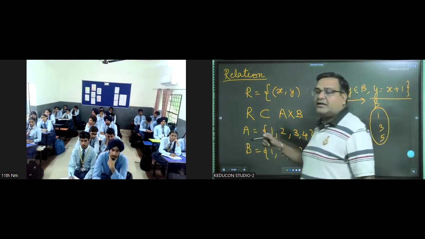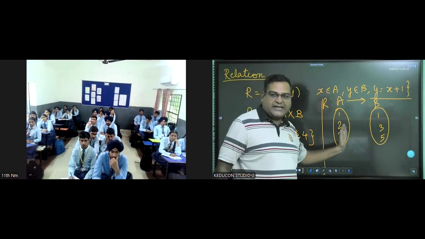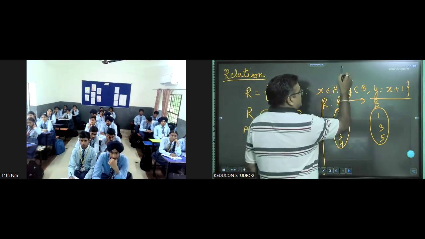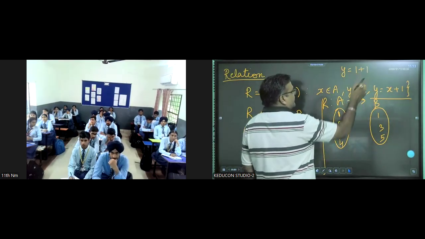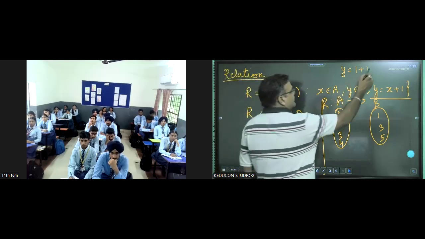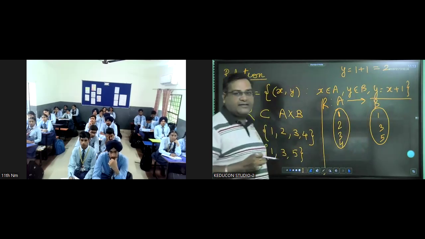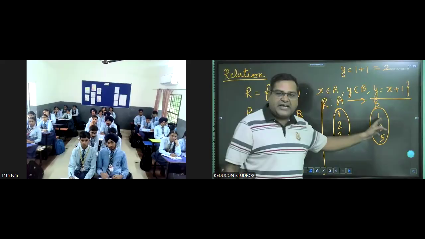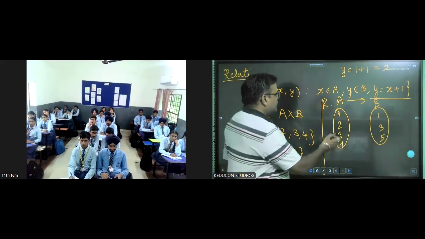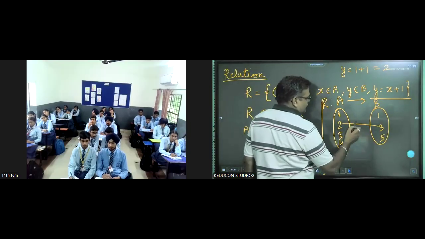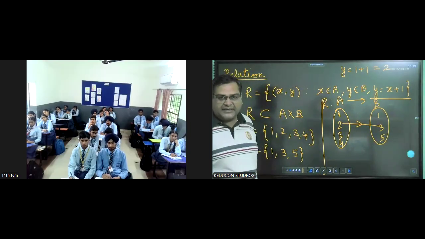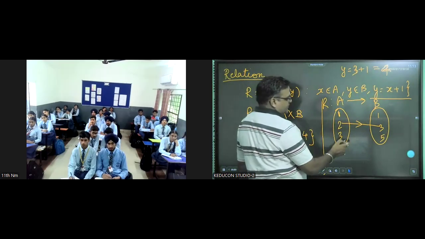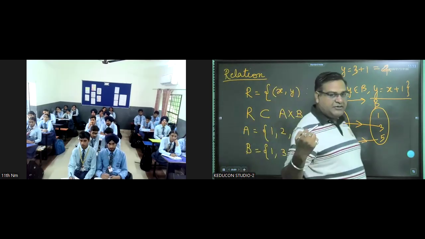Now tell me, which of these elements of set A are related to set B? Is 1 related? According to this relation, if you put x as 1, what is y? What is the value of y? 2. Is there 2? No. So 1 does not have an image in set B. Now comes the 2. 2 plus 1 will be 3. So this is related. 3 is related. 3 plus 1, that will be 4. So 4 is not there. But 4 plus 1, 5 is there. So this is our relation.